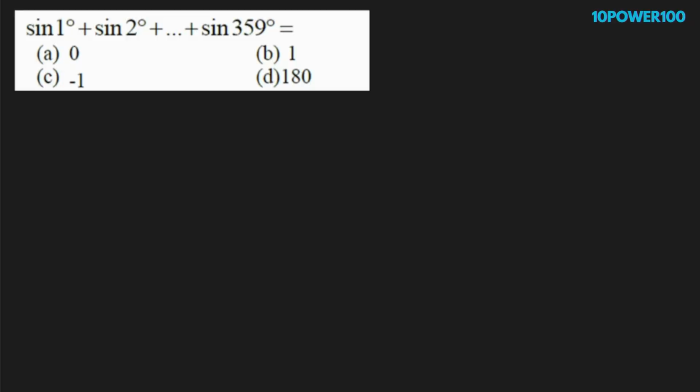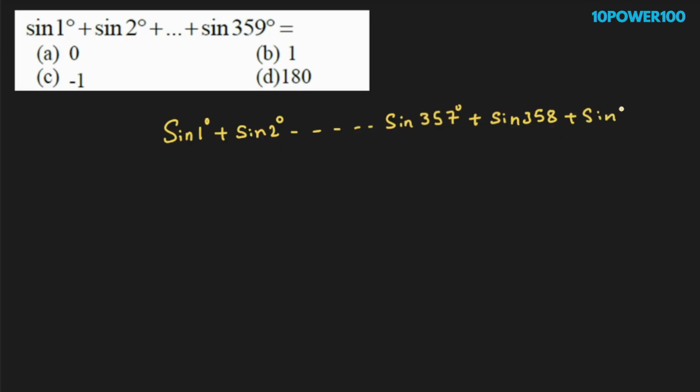Next question: sine 1 degree plus sine 2 degree up to sine 359 degree, you have to find the value. Okay, so let's write the series. The series is sine 1 degree plus sine 2 degree, and so on. I'm going to write two more terms before sine 359 degree: sine 357 degree, plus sine 358 degree, plus sine 359 degree.